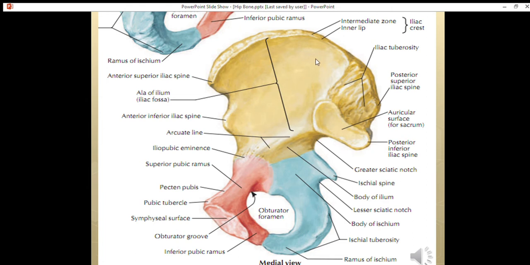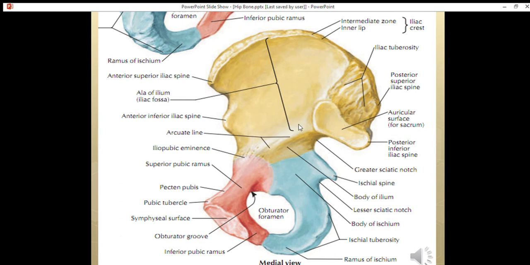Behind the medial border, we can see the sacropelvic surface, the upper part of which shows an elevation, a roughened area called iliac tuberosity, which is going to give attachments to the ligaments of sacroiliac joint. Then we can see below the tuberosity a smooth, ear-shaped area, which is the articular surface forming the sacroiliac joint, and this is called the auricular surface because of its ear-shaped structure.